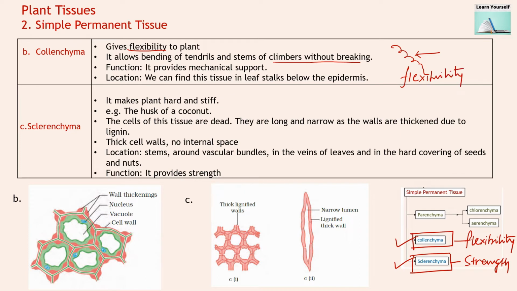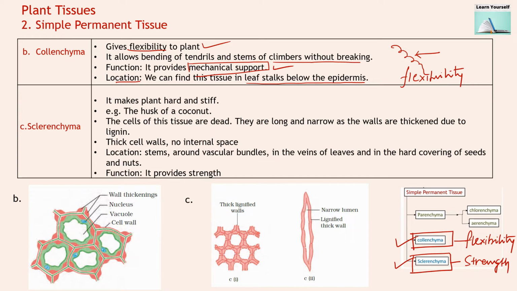And where can we find them? The location of this tissue is in the leaf stalk below the epidermis, and it also gives mechanical support to the plant. So it gives mechanical support and flexibility to the plant.